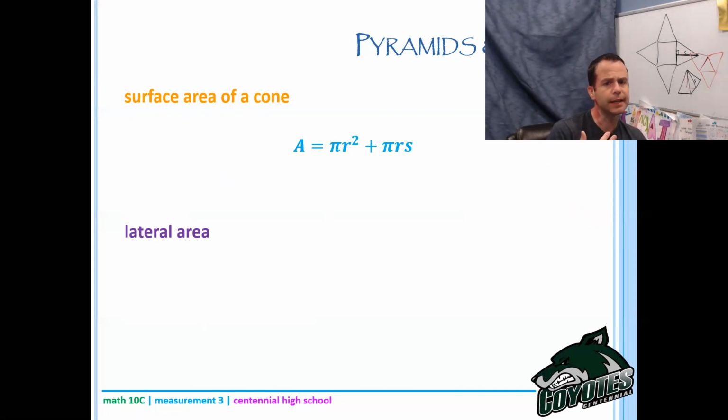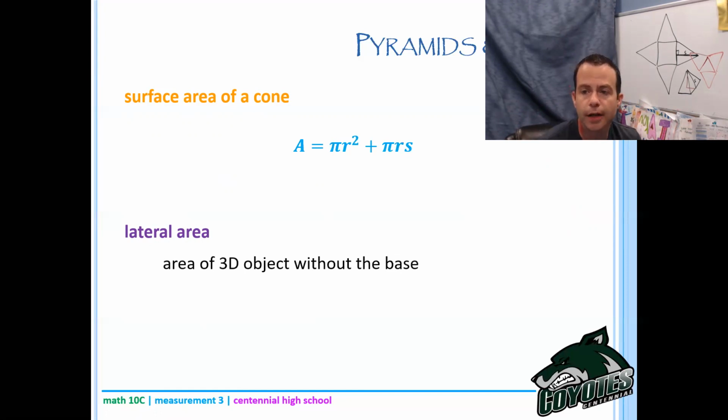Lateral area is the area without the base, okay? And so here we can see that the base is a circle, and we know that a circle is pi r squared. So essentially, for the lateral area of the cone, we would just take off the pi r squared, okay? So it's the area of a 3D object without the base.